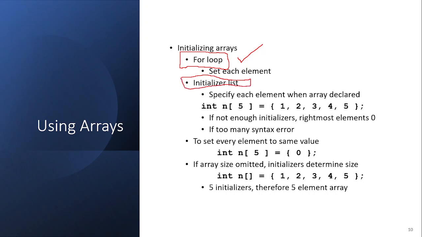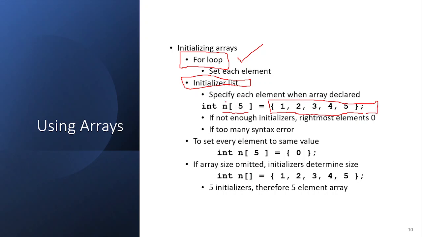What do you mean by an initializer list? An initializer list means that you specify each element when the array is declared. So this is a 5-element array, and for each element you specify the value, and you do that within these curly braces. So you specify an initializer list for an array using curly braces.